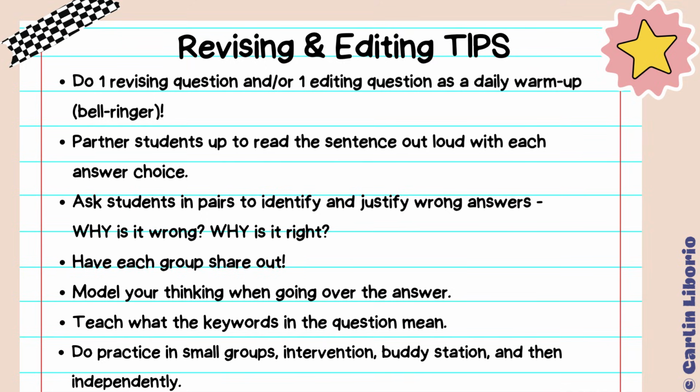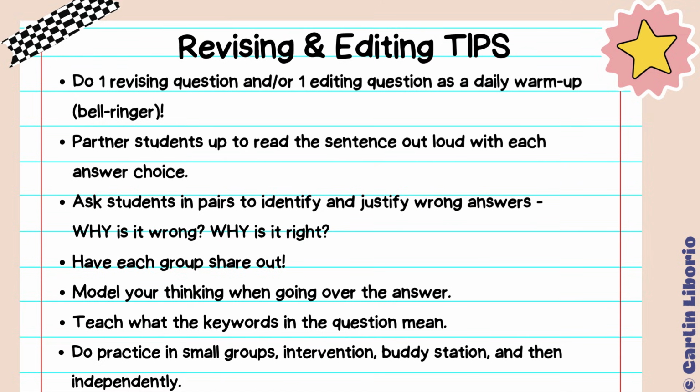I'm going to give you some tips. First of all, try doing one revising question or one editing question as a daily warm-up, or some people call it a bell ringer. If you can, have your students partner up to do the warm-up. That requires them to talk to each other to work it out instead of just sitting there off task, not even working on the question. They have some help and they have to talk it out in order to get the right answer.